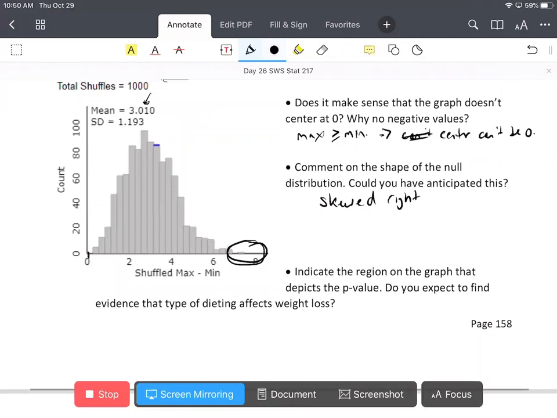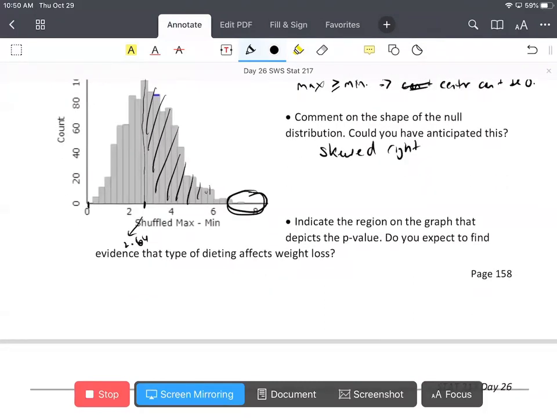Indicate the region on the graph that depicts the p-value. Do you expect to find evidence that type of dieting affects weight loss? Well, what was our statistic that we were looking at? Hopefully you remember 2.64. So that's probably right about here. Let's call that 2.64. Remember, we're looking to see where my p-value would be. That's looking pretty large, wouldn't you say?